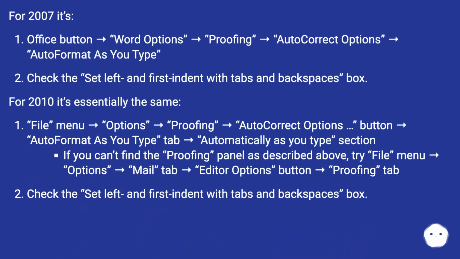For 2007 it's Office button, Word options, proofing, autocorrect options, auto format as you type. Check the set left and first indent with tabs and backspaces box. For 2010 it's essentially the same. File menu, options, proofing, autocorrect options, button auto format as you type, tab automatically as you type section. If you can't find the proofing panel as described above, try file menu, options, mail tab, editor options button, proofing tab. Check the set left and first indent with tabs and backspaces box.